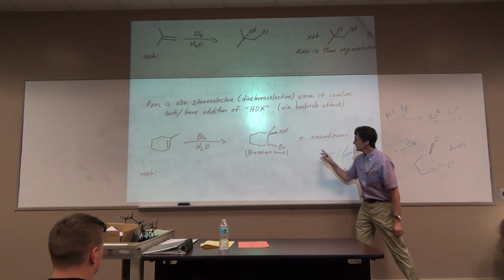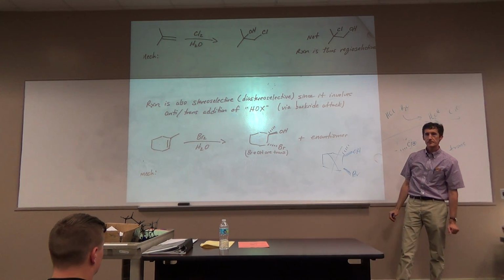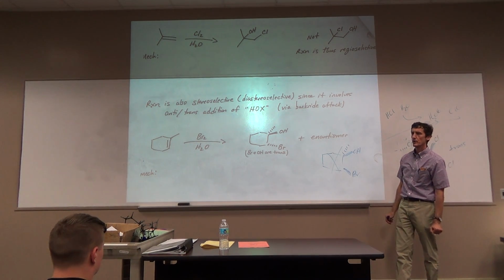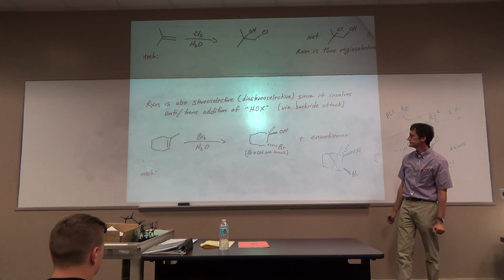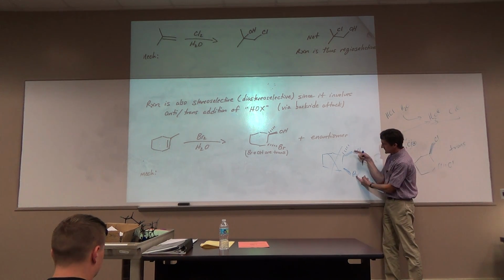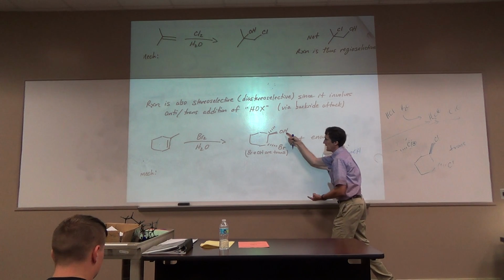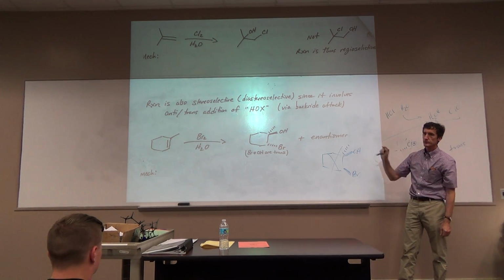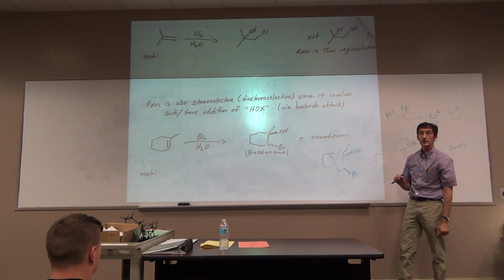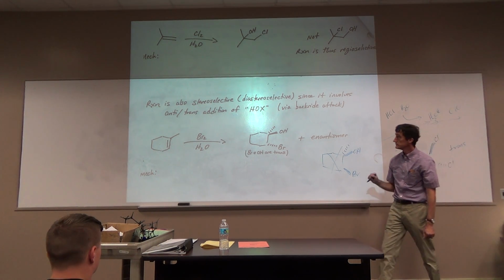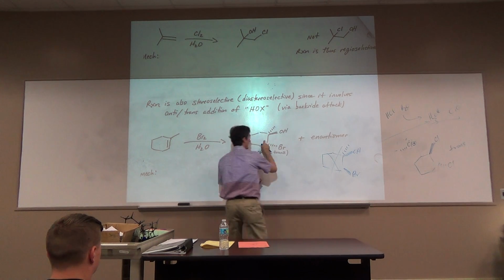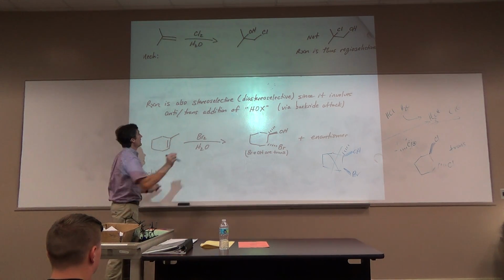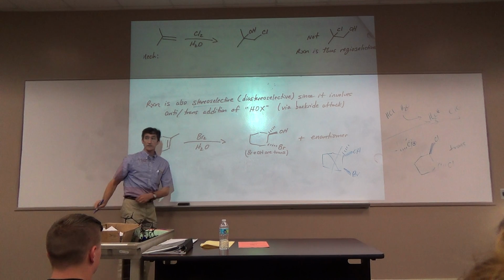What's the relationship between this and this? Are they constitutional isomers or stereoisomers? They have the same exact name. They're connected the same. In both cases, the OH is connected here and the bromine is there. Same connectivity. They only differ in their projections. They're stereoisomers. But you only get one stereoisomer. That's why we say it's stereoselective.